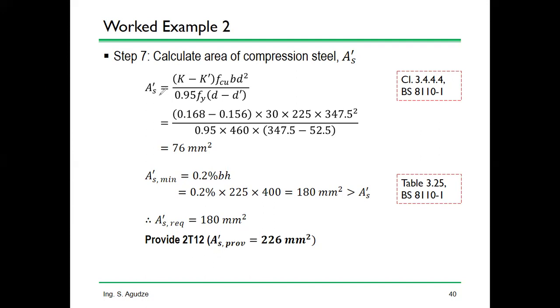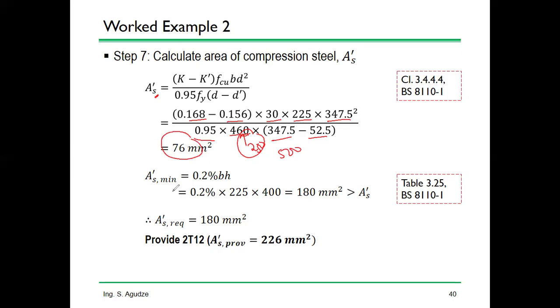With the area of steel in compression, A_s' = (K − K')f_cu b d² / (0.95 f_y (d − d')). So we do the right substitution. This is the width, the effective depth, and 0.95 is the factor. Pay attention to the grade of steel: if I give you grade 250 steel, don't come and put 460 here. You use the grade of steel given. If the grade of steel is 500, use 500. Is that right? Good.